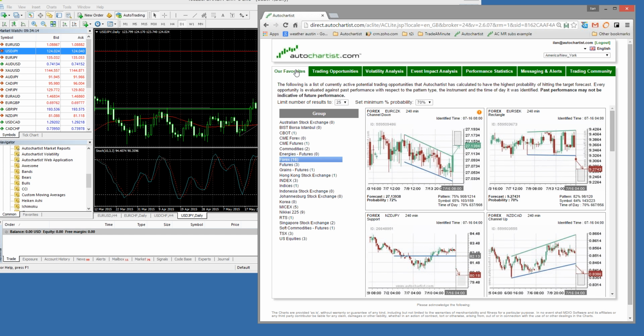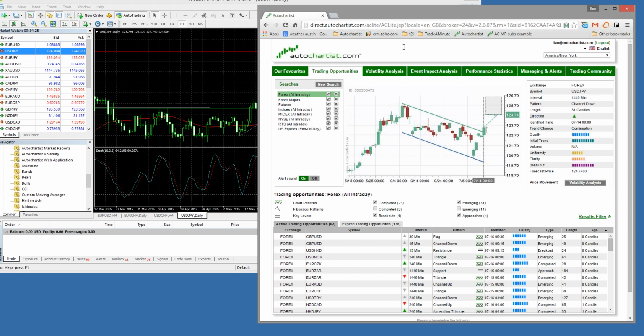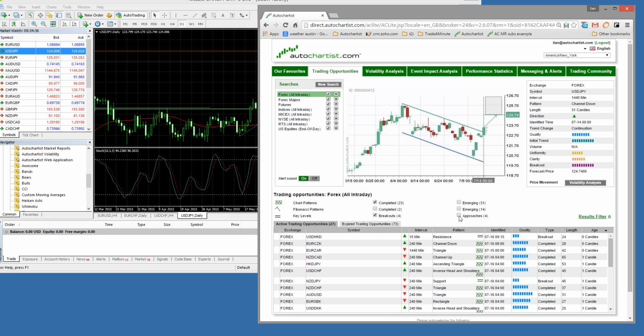Trading opportunities. Okay, the trading opportunities. Okay, so firstly, Jim, the first thing you've got to do is figure out who you are as a trader. If you are not a swing trader, if you're risk averse and you're a trend follower, the first thing you've got to do is uncheck the emerging and approaching patterns. That's the first thing you've got to do, right?